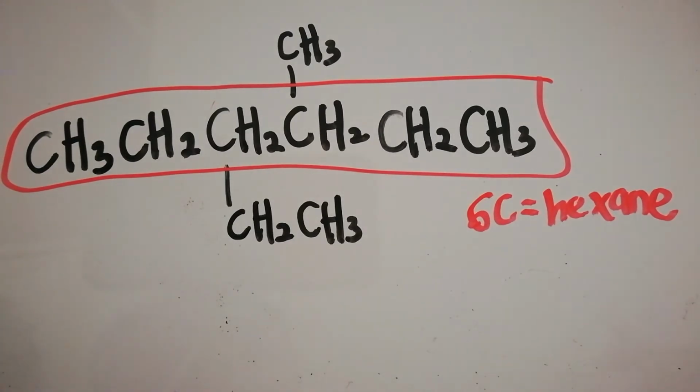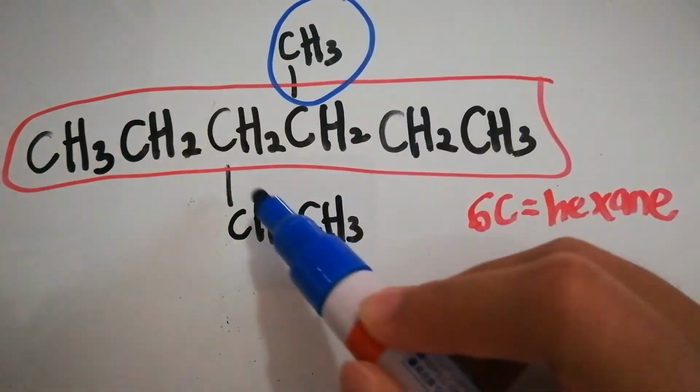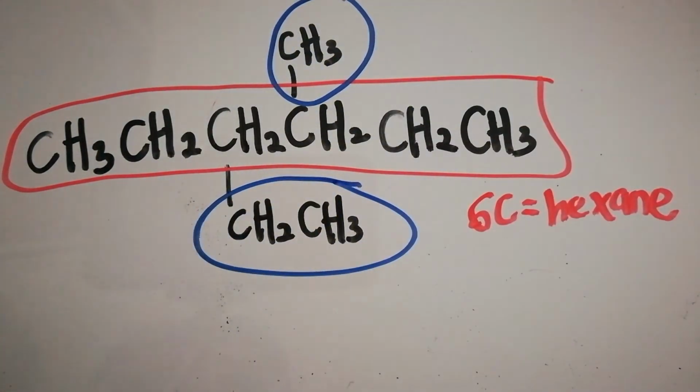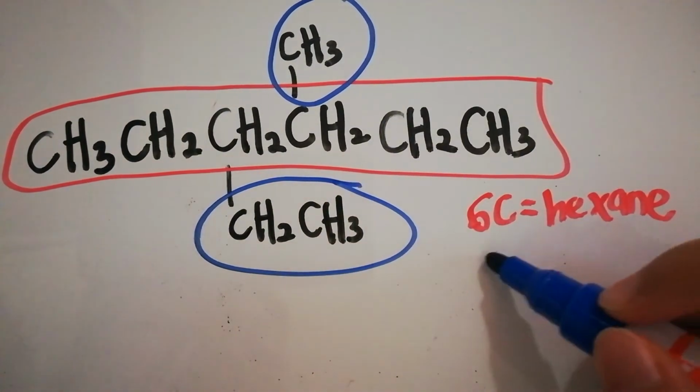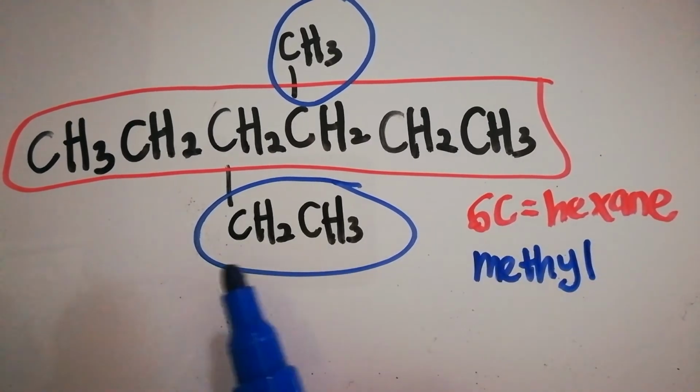Next step, we need to identify the substituent. So the substituent here and also here. So there's a methyl here, methyl. And this one we got ethyl.